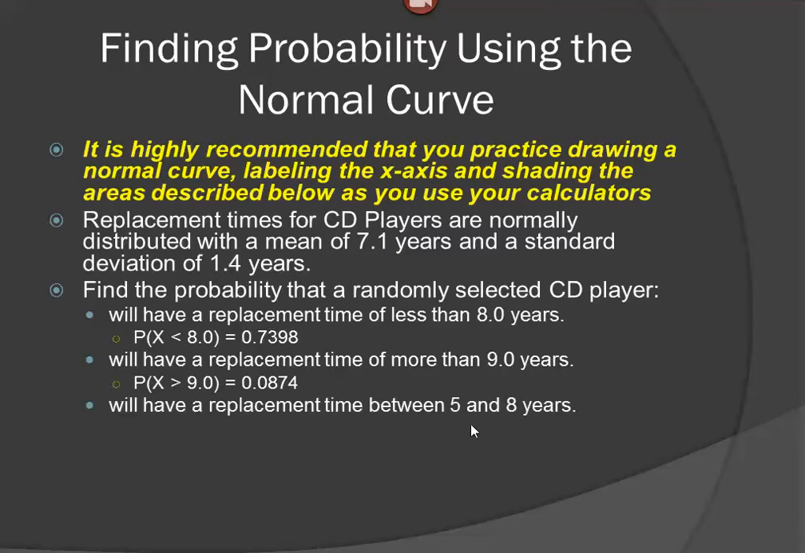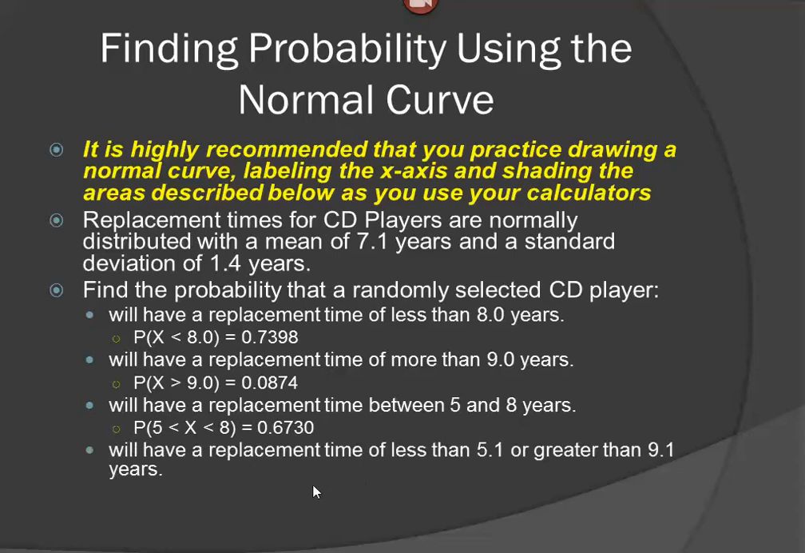How about a replacement time between 5 and 8 years? So here we have two definite boundaries. On the lower end 5, on the upper end 8. X is less than 8. And reading this backwards, x is greater than 5. We see that it accounts for about 0.6730, 67.3% probability.